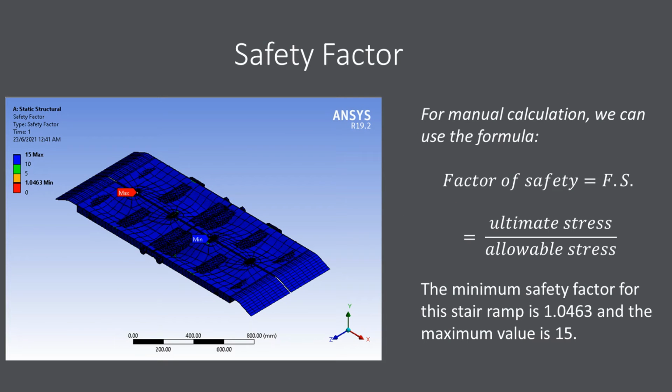Safety factor. For manual calculation, we can use the formula Fs equals ultimate stress divided by allowable stress. This equation indicates that a safety factor below 1 is considered unsafe to use. This STAIR ramp is considered safe to use as the minimum safety factor is 1.0463 and 15 for the maximum value.